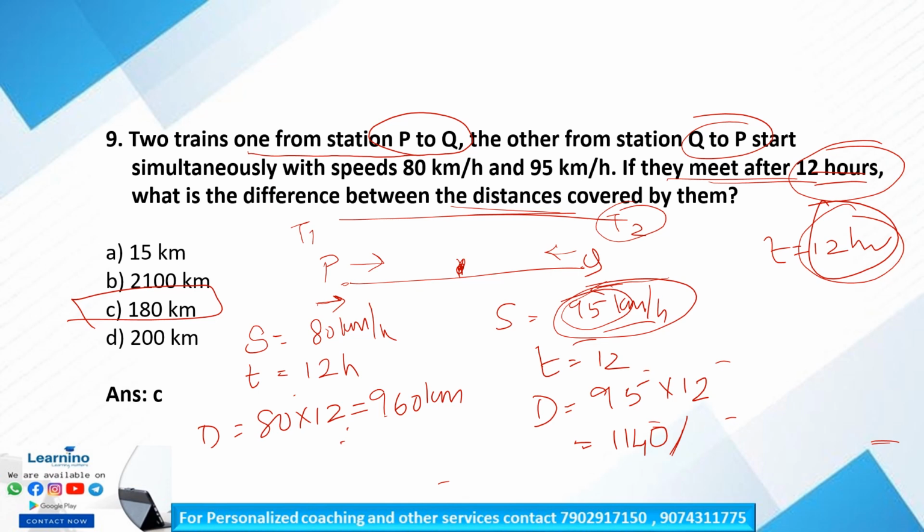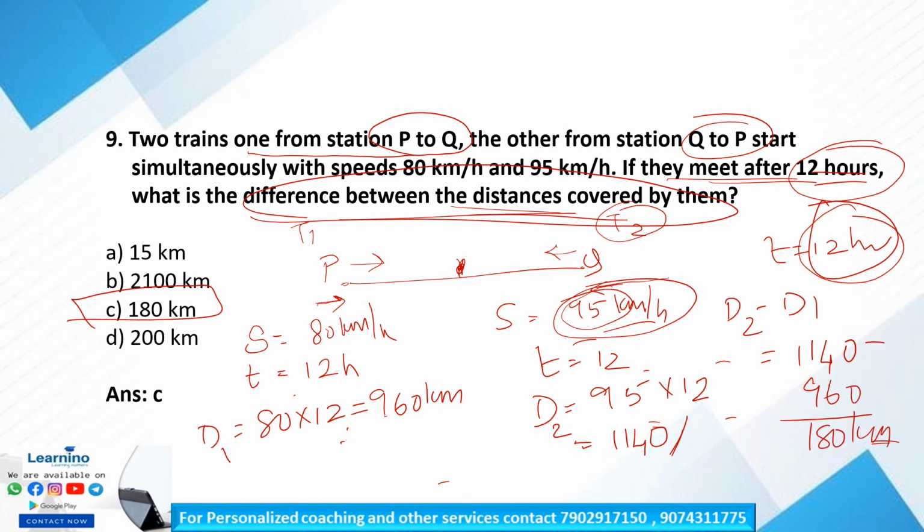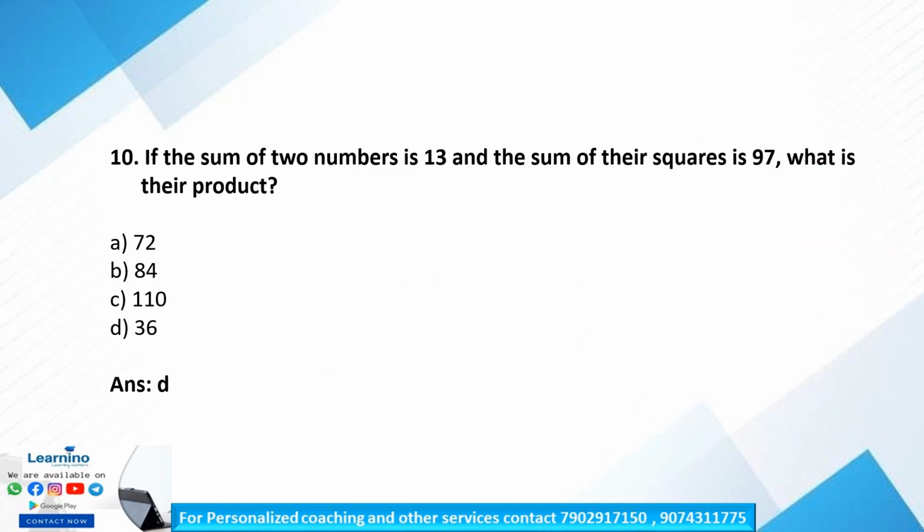So our question is, what is the difference between the distance covered by them? So distance 2 minus distance 1, that is 1140 minus 960, which is equal to 180 kilometer. Is it clear? So option C is our answer, right? So next question, the last question, question number 10.